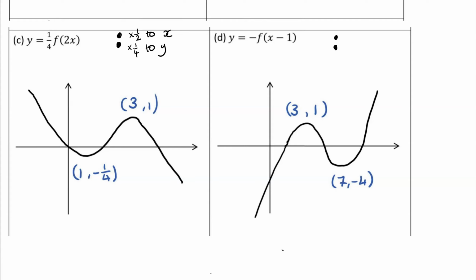And then finally, again, bracket first, you've got x minus 1 in the bracket, so you're going to add 1 to x, and then, because you've got a negative on the outside, you're going to either think of it as multiplying every y by minus 1, or just think of it as reflect in the x-axis. And you've got those ones there.